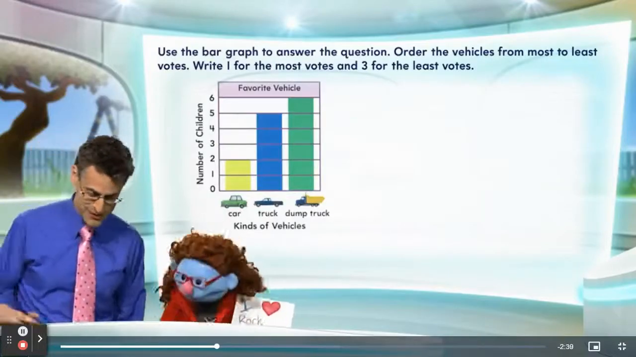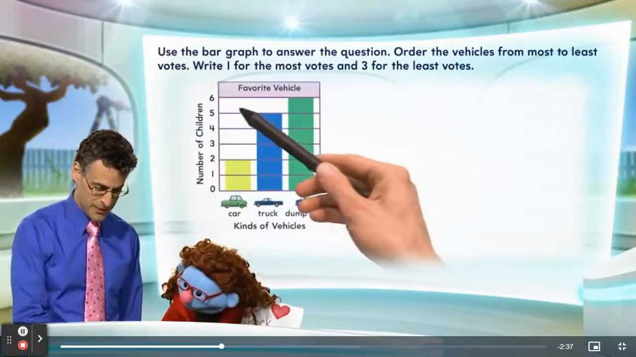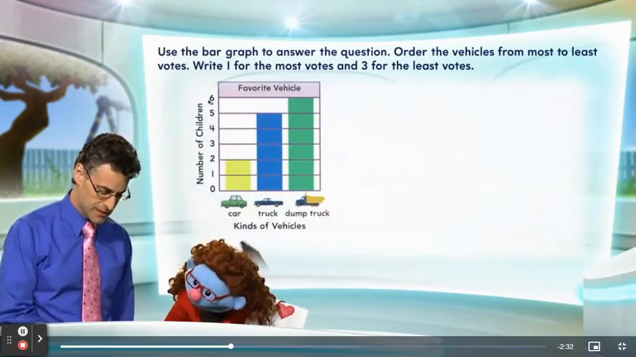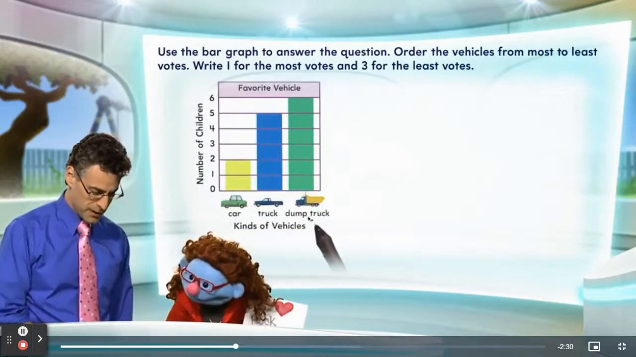All right, so let's take a look. So here's the bar graph, and we see the favorite vehicles. That's what we're going to be looking at. The number of children that picked each one of these. Car, truck, or dump truck.